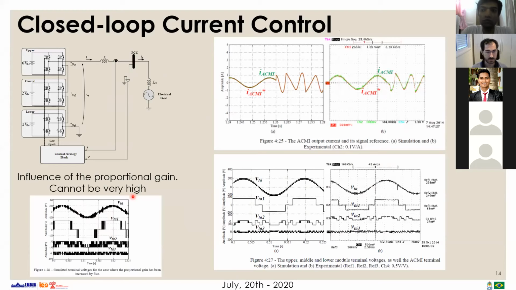Right. Yes, I agree with you. This is something that we need to avoid because this is making the topology unfeasible. And again, you need to look carefully when you change the reference or when the controller actually needs a high speed response. But I agree with you. We need to avoid this, of course.